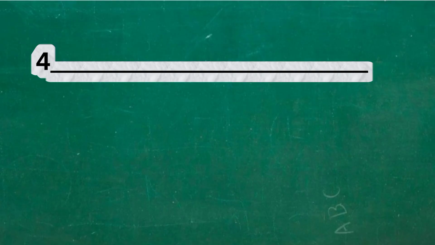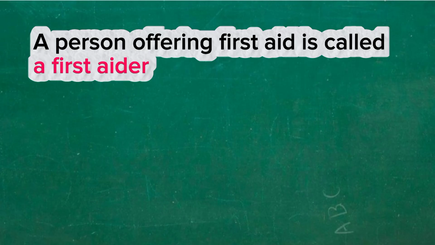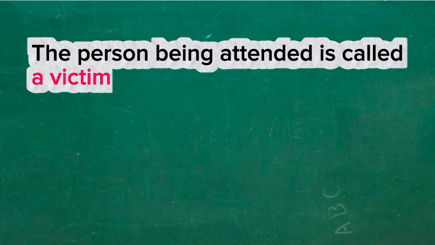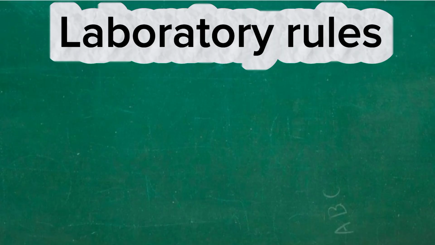Before I close this chapter of first aid, remember the person offering first aid is called a first aider. The person offering the first aid is called the first aider ama a first aider. Then the person to be attended, mtu ambaye anaatendiwa anaitwa a victim. A first aider to give first aid. A victim to be given the first aid.